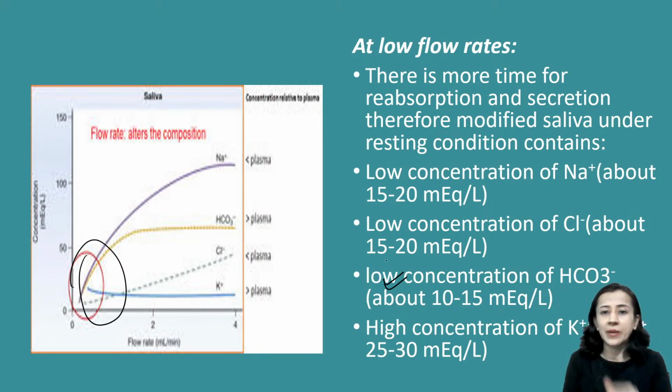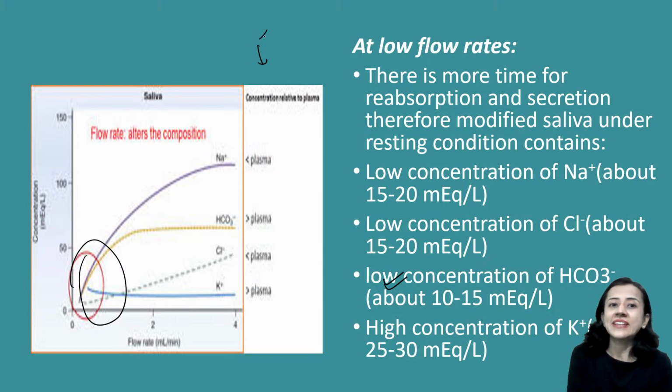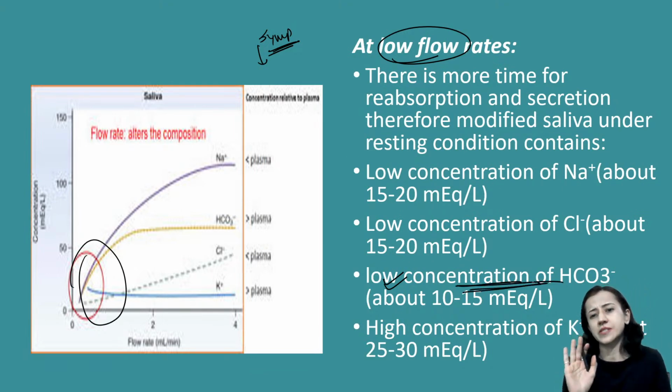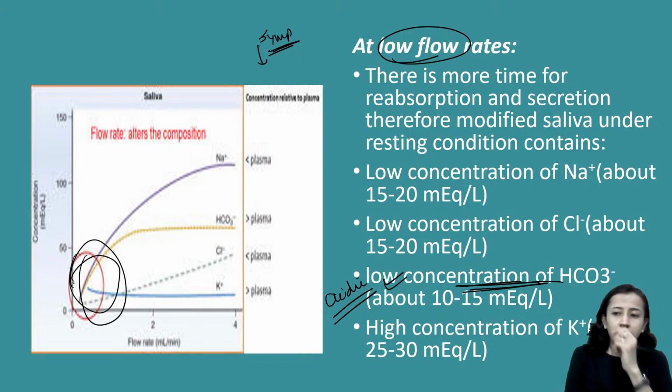Why? I will explain. Suppose you are going for your exams, what happens to your salivary secretion? Does it increase or decrease? It decreases. So that is sympathetic activity, and when there is sympathetic activity, saliva secretion flow rate decreases. And when sympathetic activity is there, bicarbonate ion also decreases. So saliva becomes acidic here. Fine.